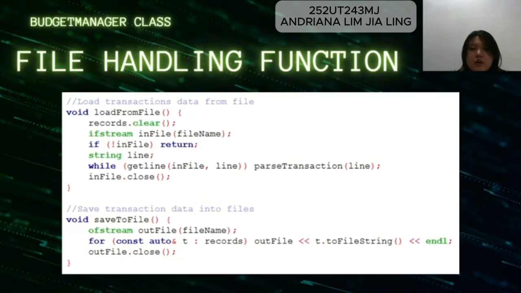Finally, I will explain the file handling function. This save to file function is responsible for writing transaction data into a file. The code opens the file in write mode and saves each transaction in a structured format. When the program ends or data is updated, this save to file function ensures all records are stored permanently.